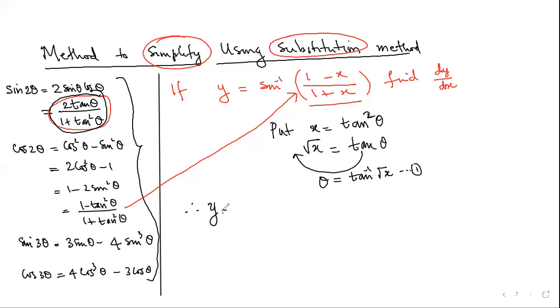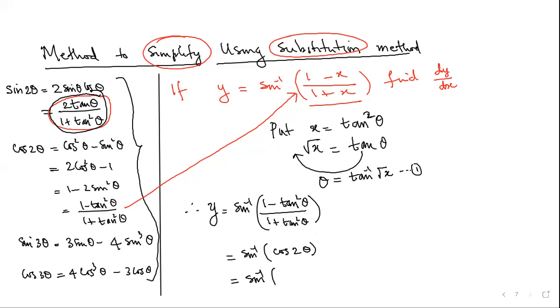Therefore, y is equal to sine inverse of, in place of x, tan square theta. That is sine inverse of cos 2 theta. Is it fine? That became sine inverse of... somebody help me, how to simplify further? Sine of pi by 2 minus 2 theta. So sine inverse and sine cancel. So y is equal to pi by 2 minus 2 theta.